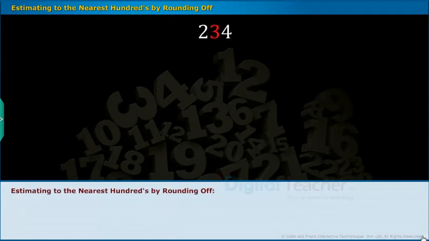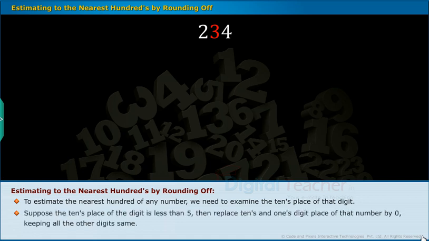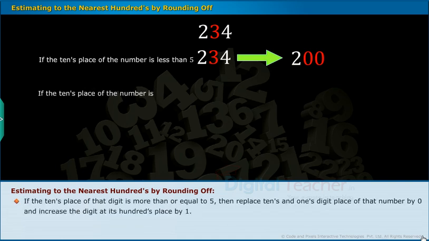Here let us estimate the numbers to their nearest hundreds. To estimate the nearest hundred of any number, we need to examine the tens place of the digit. Suppose the tens place of the digit is less than 5, then replace the tens and ones digit place of that number by 0, keeping all the other digits the same. If the tens place of that digit is more than or equal to 5, then replace the tens and ones digit place of that number by 0 and increase the digit at its hundreds place by 1.